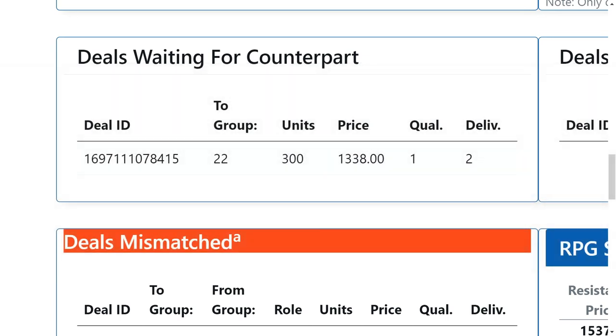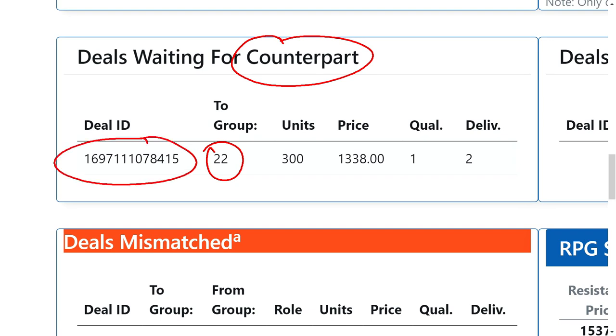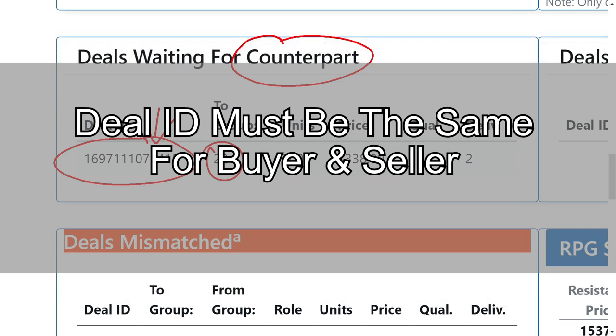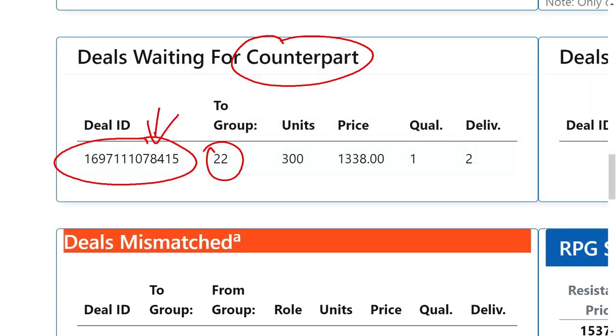So let's quickly review what's here. Counterpart is the other team, the other group. I sent it to them. What was their number? That's group 22. What was the deal ID? Right here, this long number. This is very important to remember because this is the number you need to tell the other group so that they know it's from you. Otherwise, they might be confused. Or maybe you need to cancel your deal. If you need to cancel it, you need to remember this number.